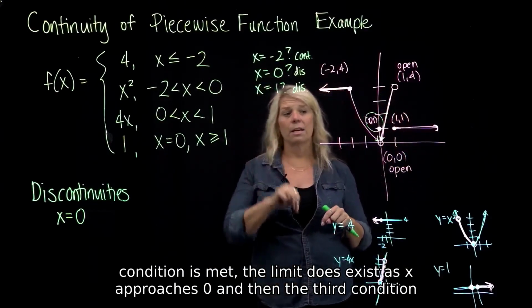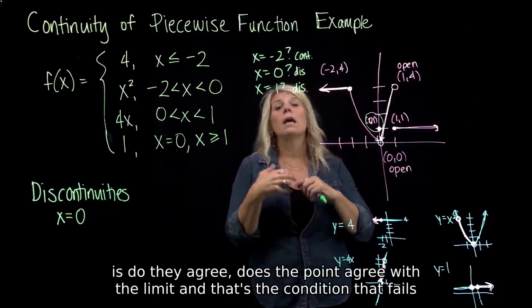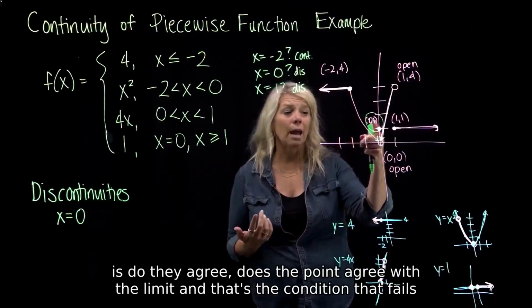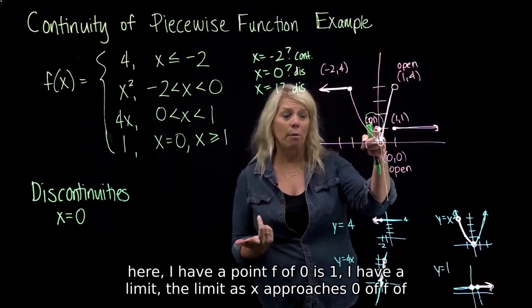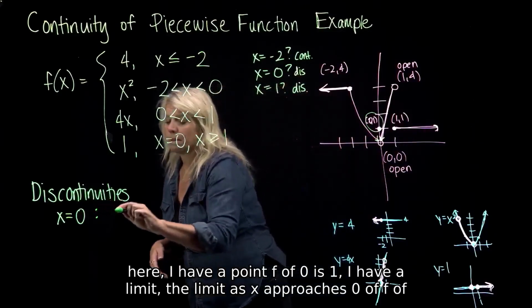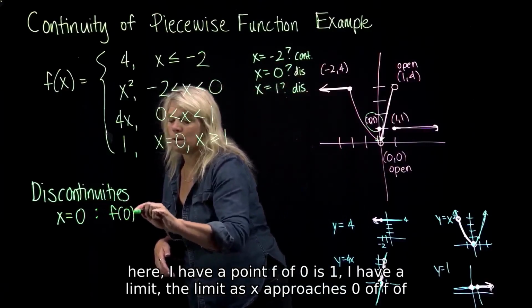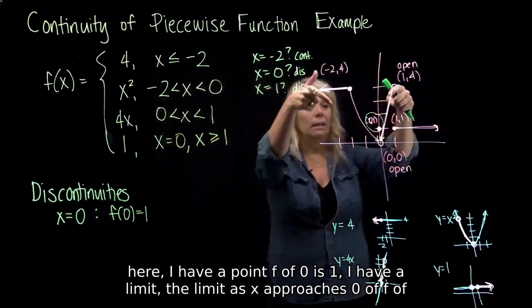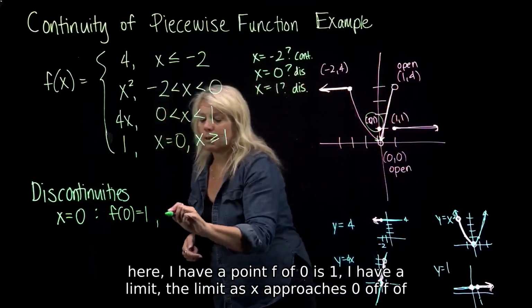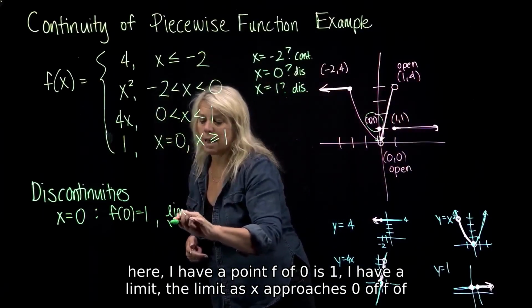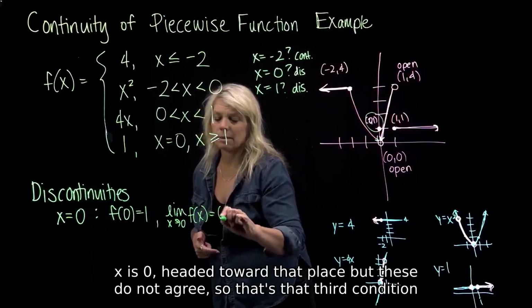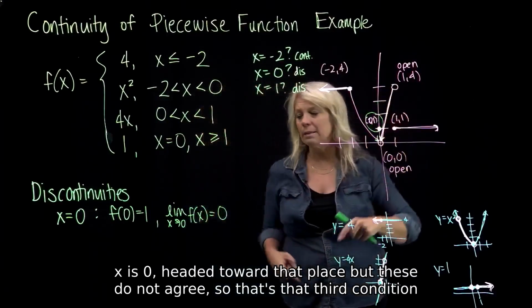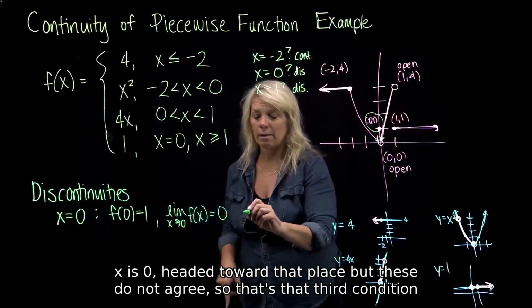And then the third condition is, do they agree? Does the point agree with the limit? And that's the condition that fails here. I have a point, f of 0 is 1. I have a limit, the limit as x approaches 0 of f of x is 0, headed toward that place, but these do not agree.